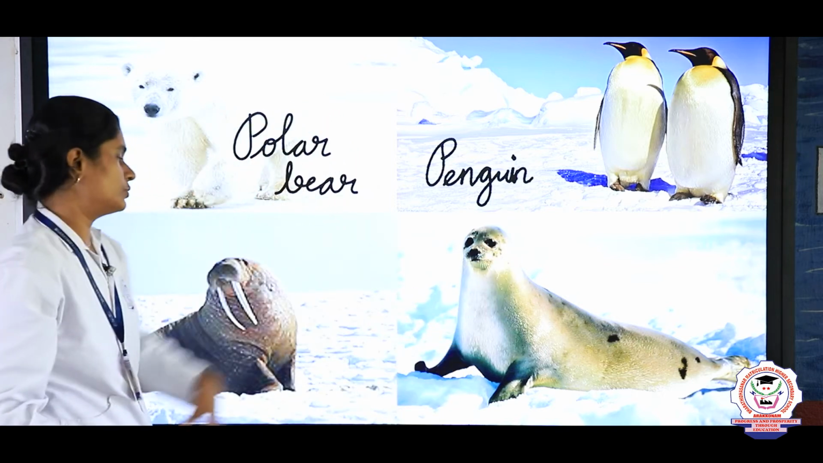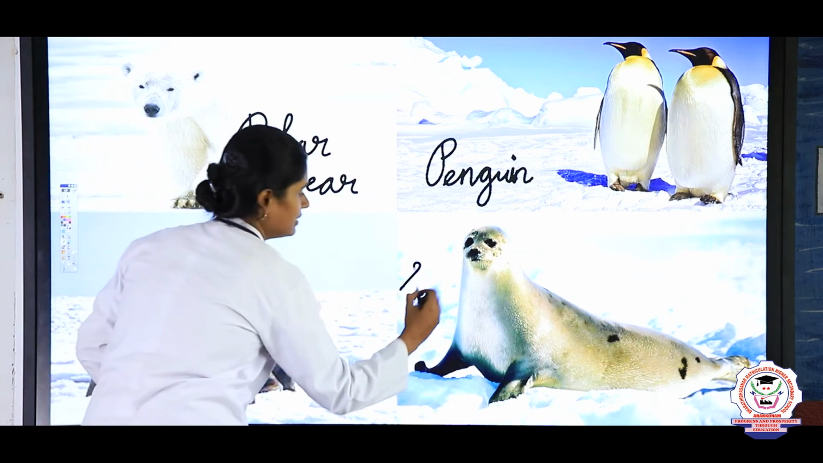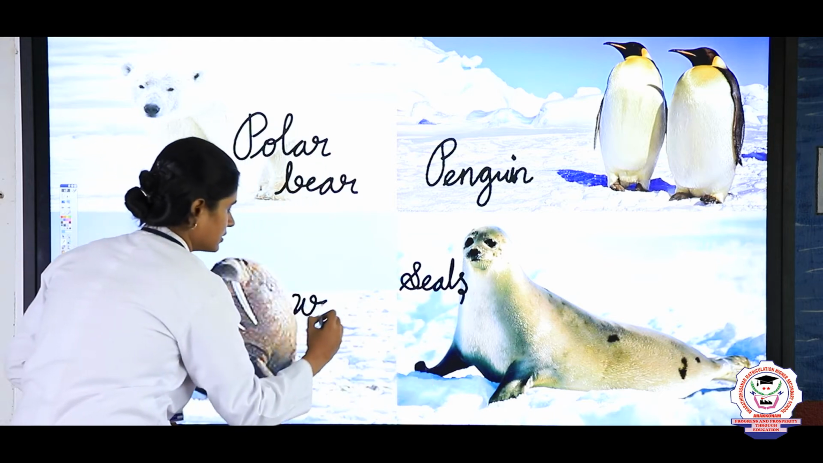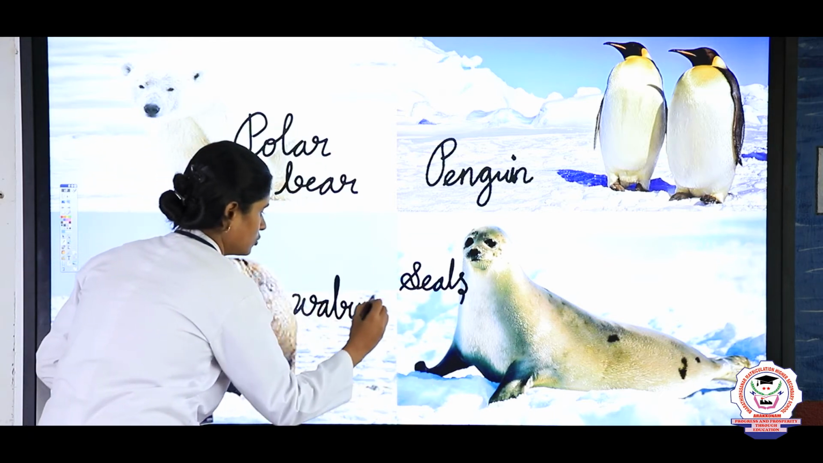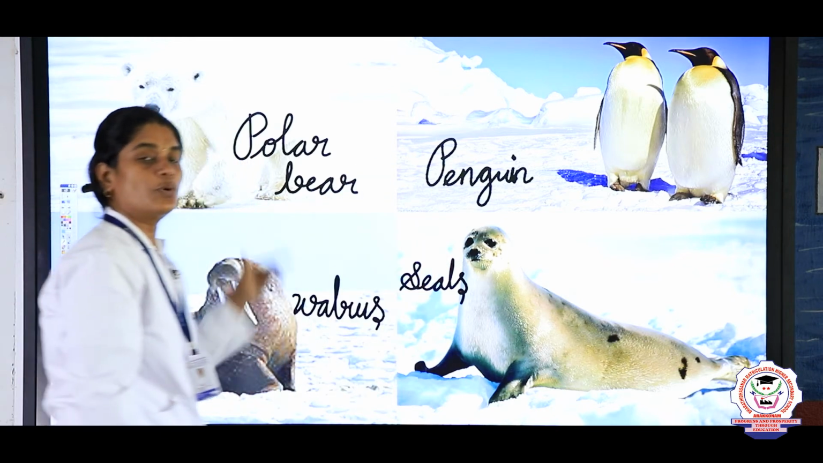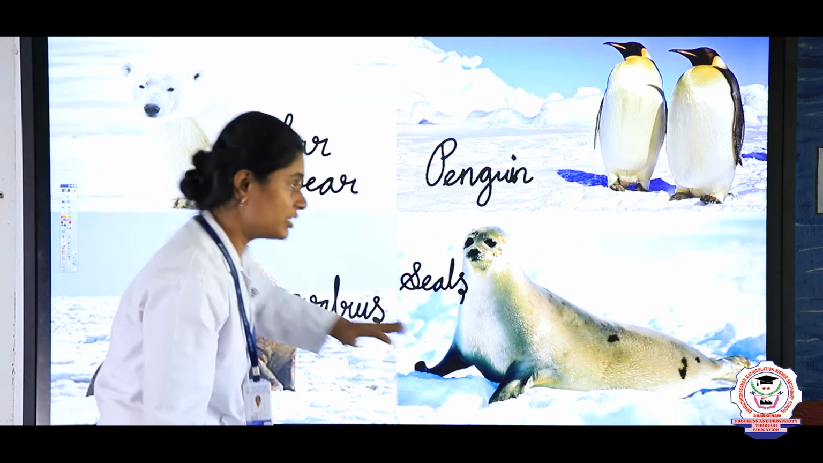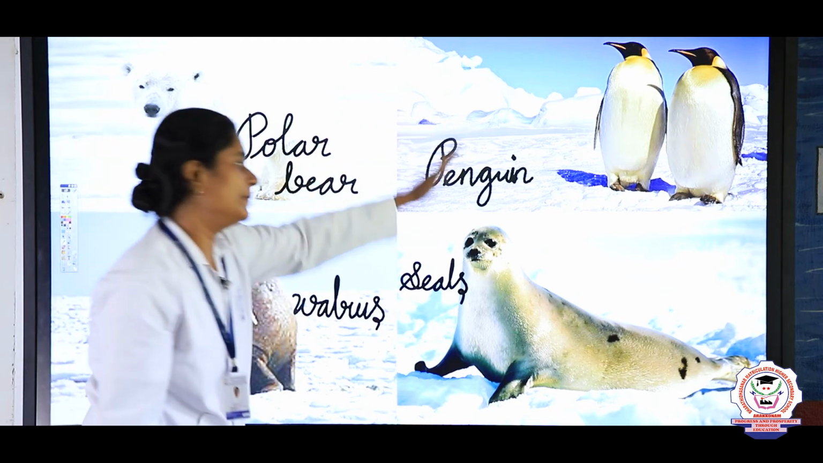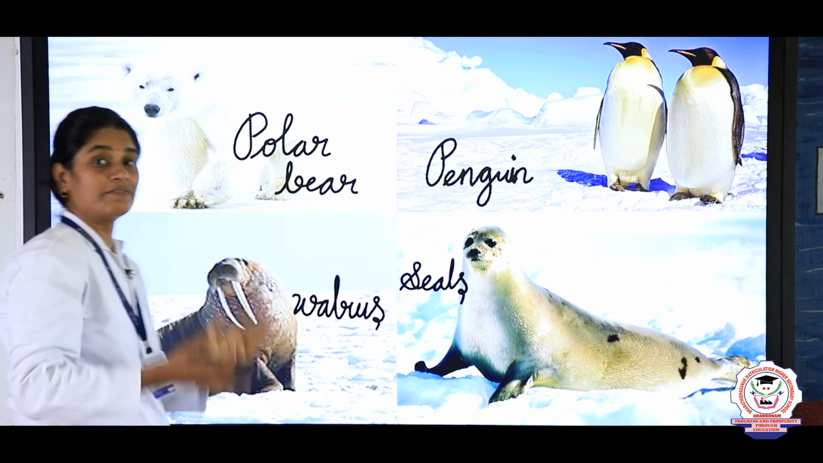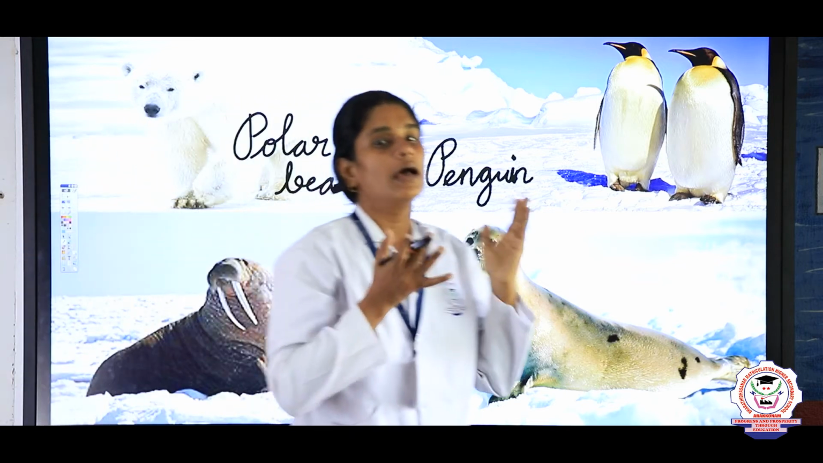And then this one, seals. And this one, walrus. So these animals, they live in the polar regions, right? So what are the animals that live in the polar region? Polar bear, penguin, walrus, seals, right. So these animals have the polar region as a habitat, right.